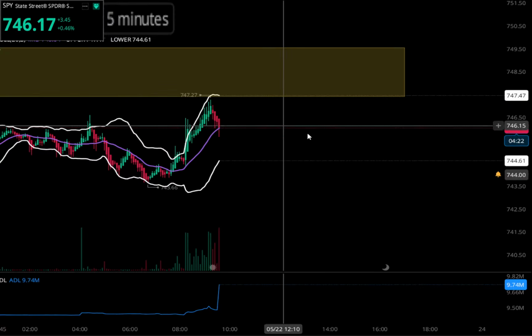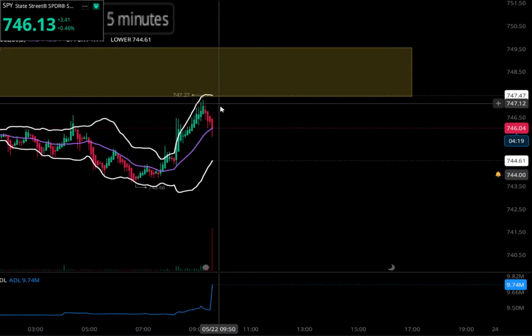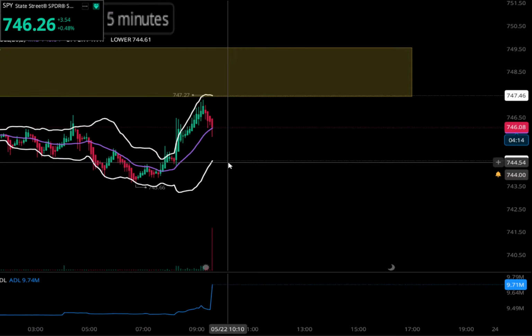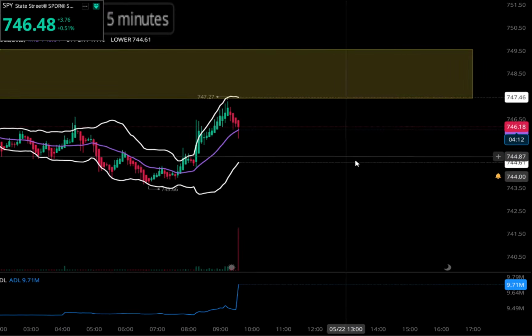All right, anyway, the conditional order. When that price hits above or below, it will automatically take your contract at the market price.